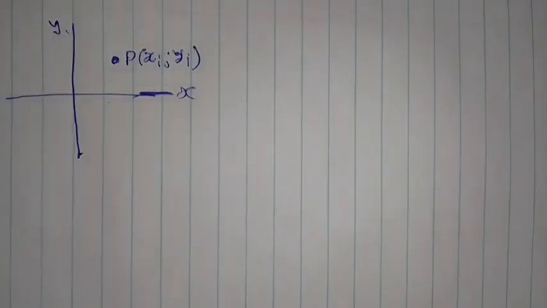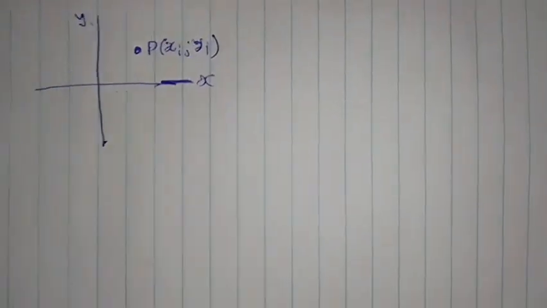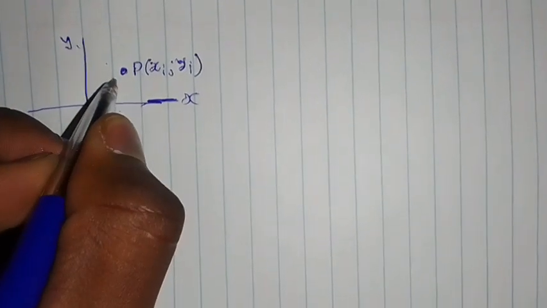Now let's say you have a point on the Cartesian plane, and I'm just going to call it x initial and y initial. Now this point, you want to rotate it a certain number of degrees. What I'm going to do is show you how you find the new coordinates if you have a point and you want to rotate that point.